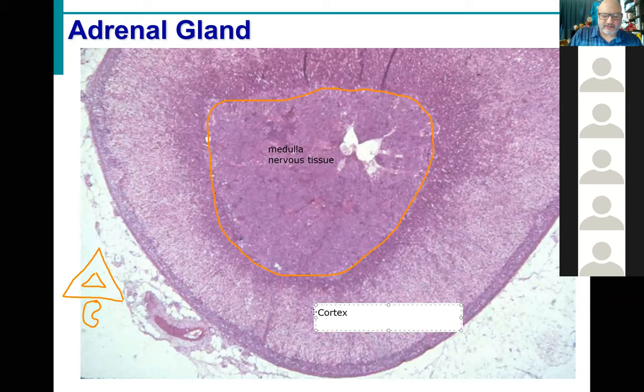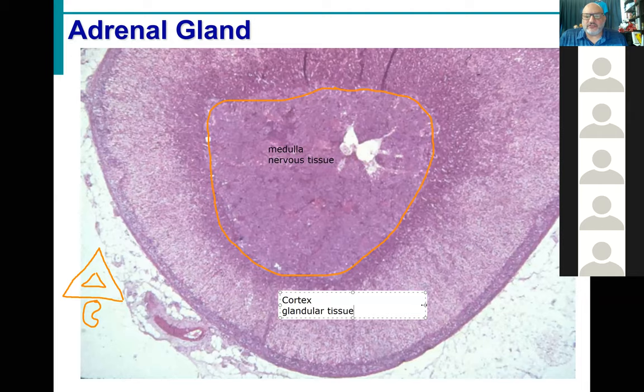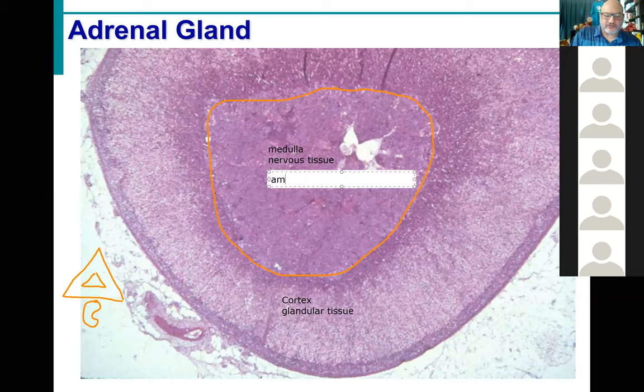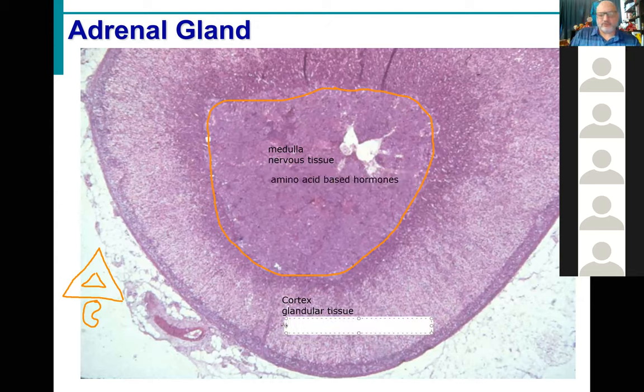And the cortex is made up of glandular tissue. But there are a couple other key differences between these two regions as well. Not only is the medulla nervous tissue, but this nervous tissue produces amino acid based hormones. Whereas here in the cortex is the first location where we have talked about where we produce lipid-based hormones.